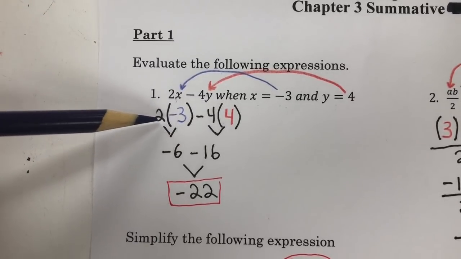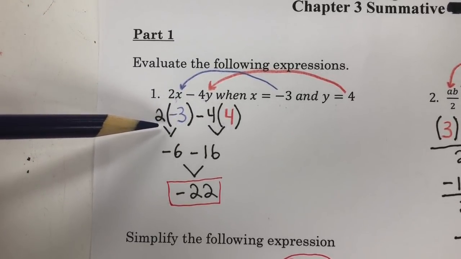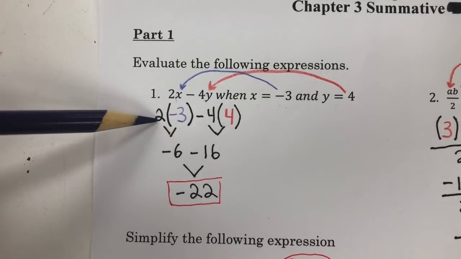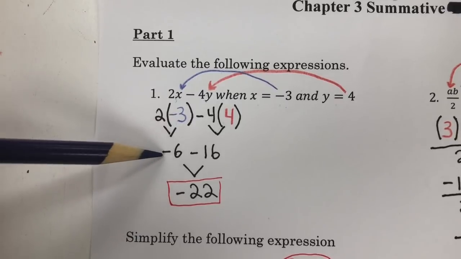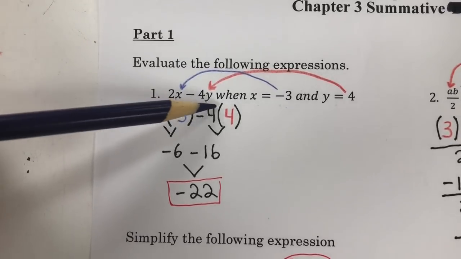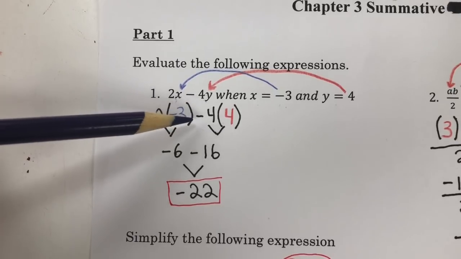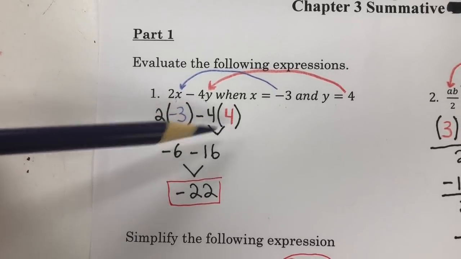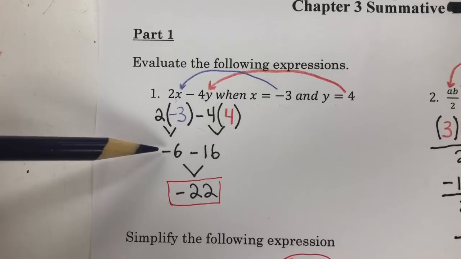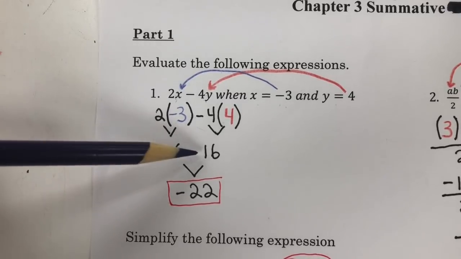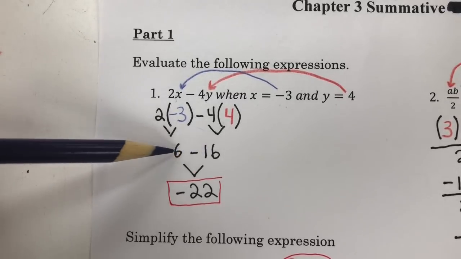Now we simplify this expression and use order of operations, multiplication and division from left to right. 2 multiplied by negative 3 is negative 6. And remember, the sign goes with the term. So this is a negative 4 multiplied by 4, which is negative 16. And then we have negative 6 minus 16.